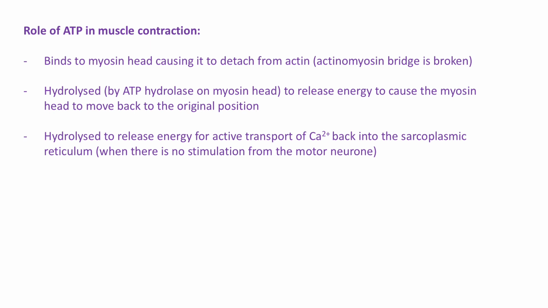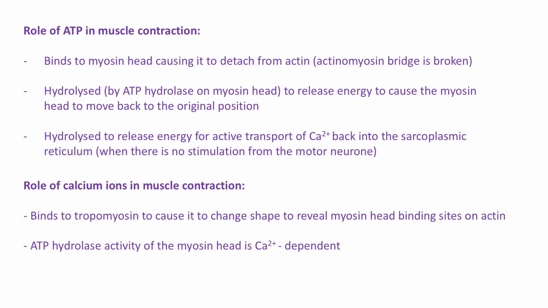And finally, calcium ions, what is their role? So 2 key roles here. Binds tropomyosin, that causes it to change tertiary structure or shape, to allow that myosin head to bind to actin. And remember, the ATP hydrolase on the myosin head is calcium dependent.